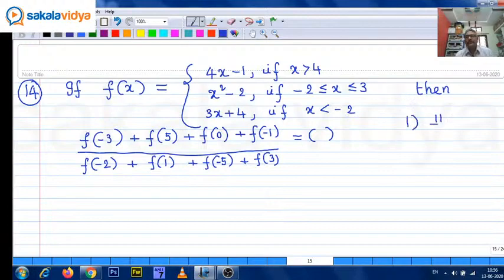First option 11 upon 3. Second is 3 upon 11. Third option minus 11 upon 3. Fourth option minus 3 upon 11. Okay.